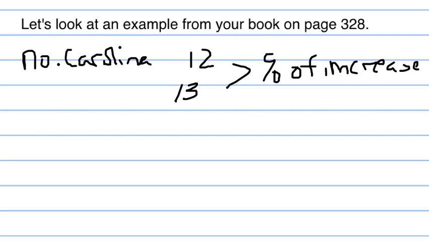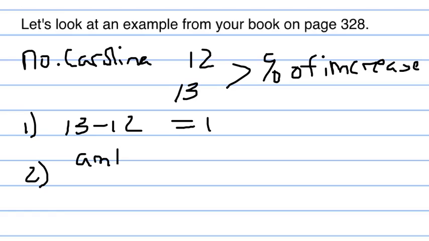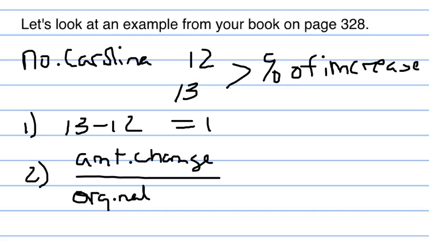So we're going to set up a proportion in order to solve this. But first, the first step on our note says that you have to subtract the two numbers to find what was the exact change. So we're going to take 13 minus 12. This is step 1. And we get 1. And then we're going to set it up in a proportion. The amount of change over the original amount equals our question mark, or the percent of increase, over 100.